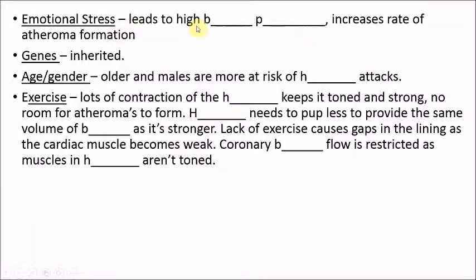Emotional stress can lead to high blood pressure, which increases the rate of atheroma formation as parts of the blood can be forced into the lining and then cause an atheroma to be made. Genes is just what you inherit from your family. Age and gender are basically older, and if you're male, you're at more risk from heart attack.